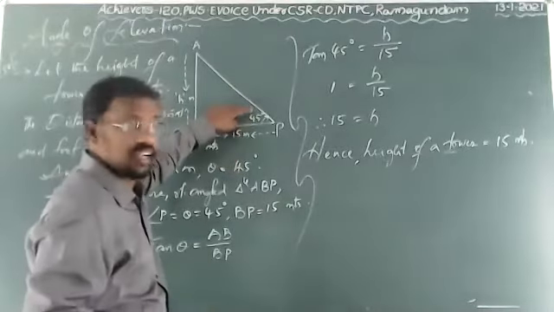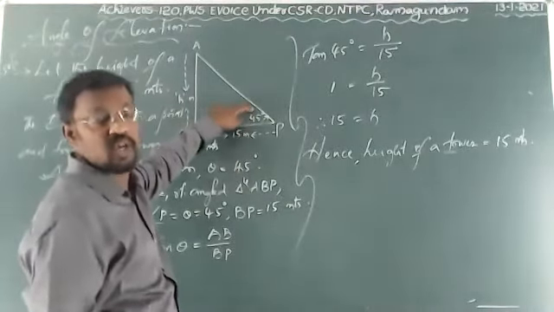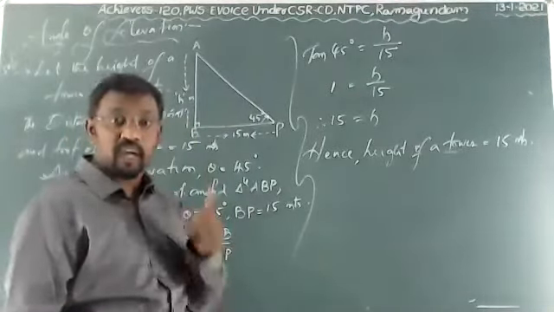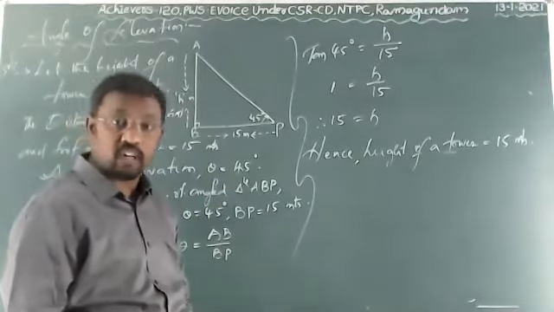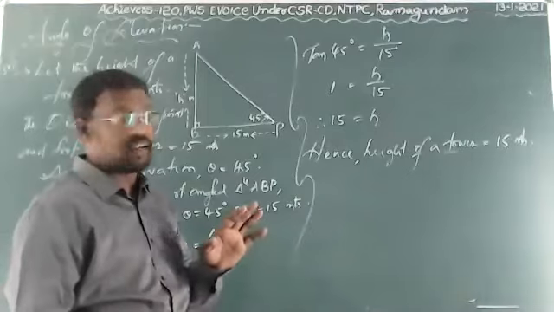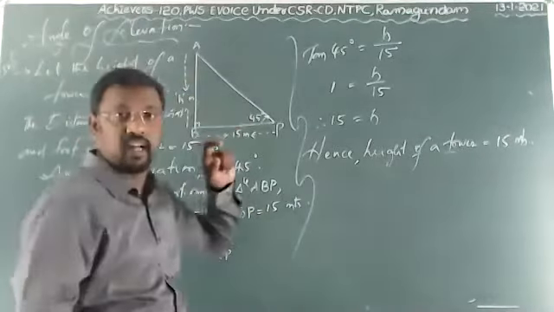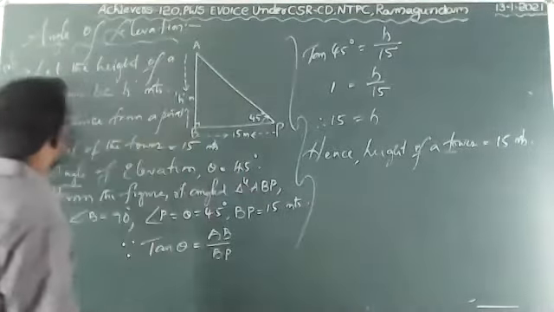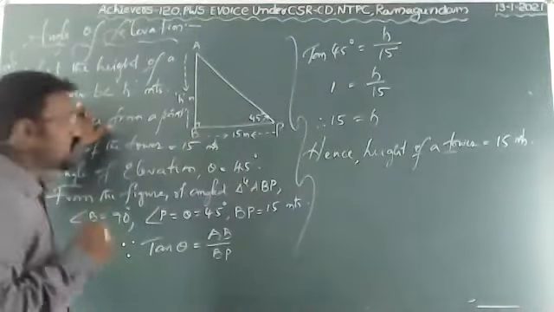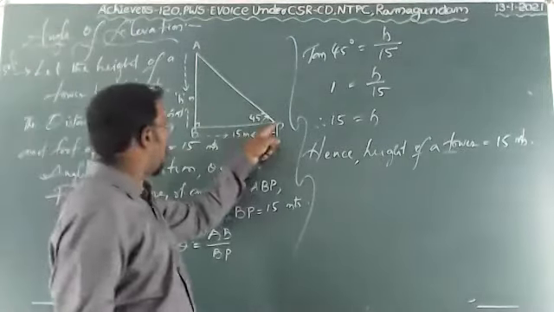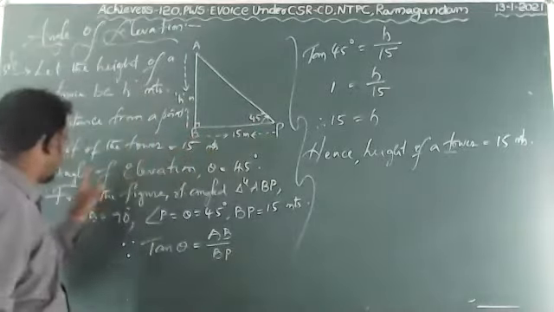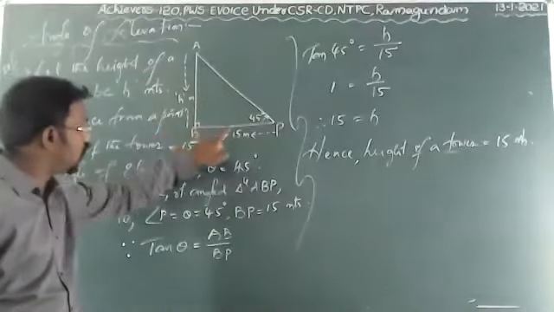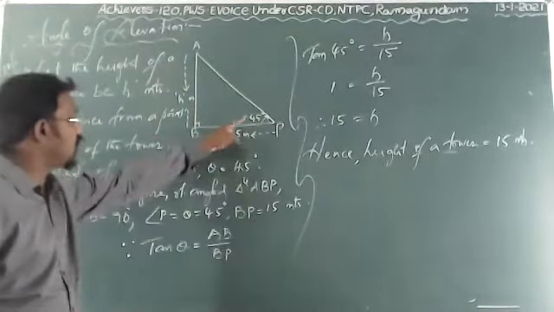If the angle of elevation is 45 degrees, the adjacent side and the opposite side never change in value. Remember, once again, let the height of the tower, which we don't know, be h. The distance from the point to the foot of the tower is 15 meters, and the angle of elevation is given as 45 degrees. From this figure, collect the values: BP is equal to 15, theta is equal to 45.